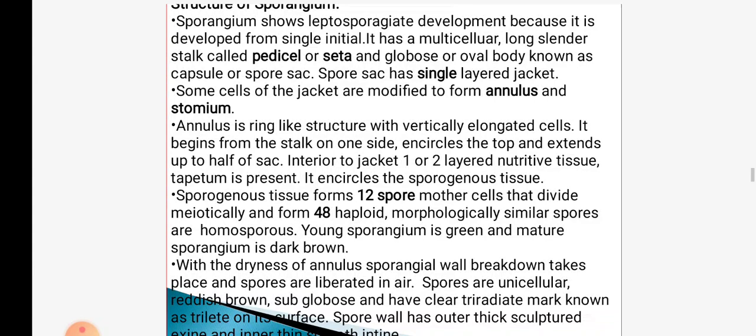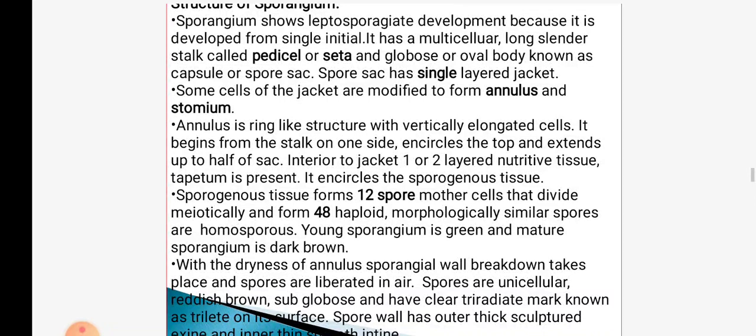Interior to the jacket, 1 to 2 layered nutritive tissue are present. This layer is called as a tapetum. So tapetum includes nutritive tissues. It encircles the sporogenous tissue. Sporogenous tissue forms 12 spore mother cells that divide meiotically to form 48 haploid spores.